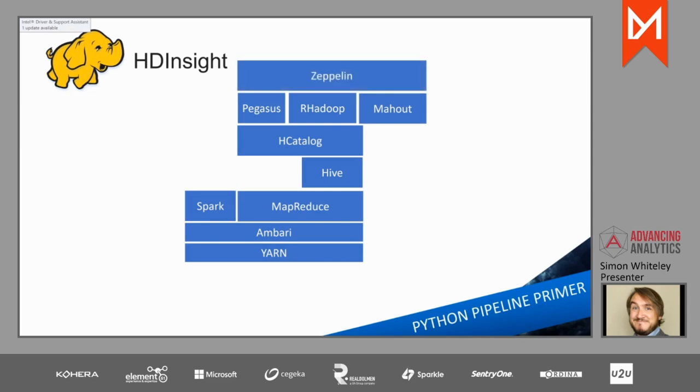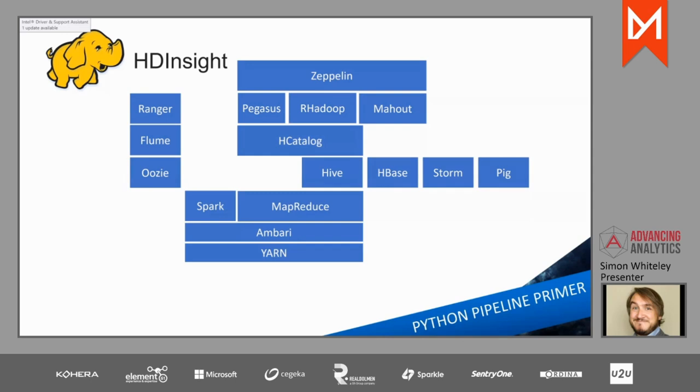You need Zeppelin to have your notebooks and actually get the interactivity. You need things like Oozie and Flume. You want to do some scheduling. You want to do streaming. And it grows and grows and grows. And each one of these things has its own configuration, its own setup, its own management. And that's the argument. That's quite hard, honestly.